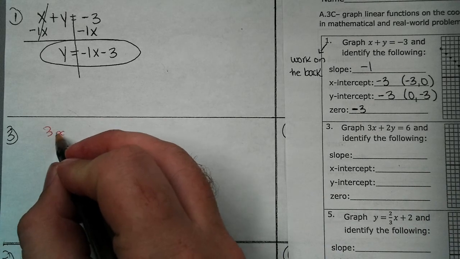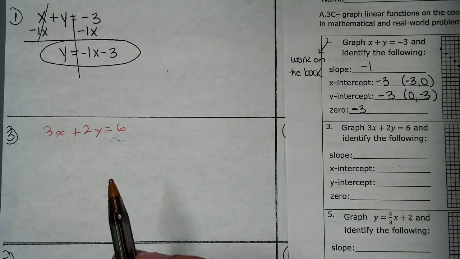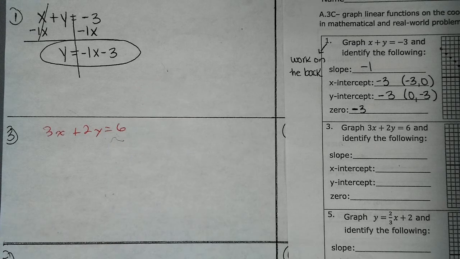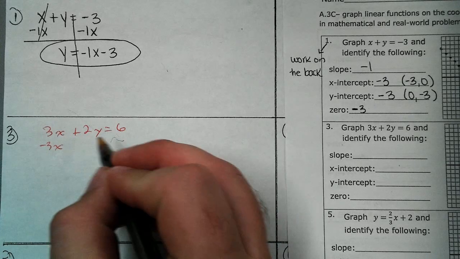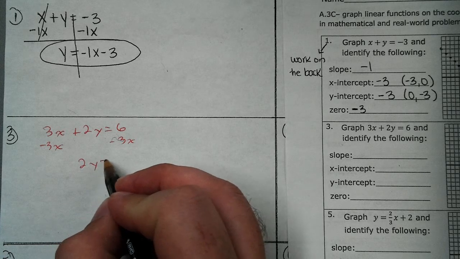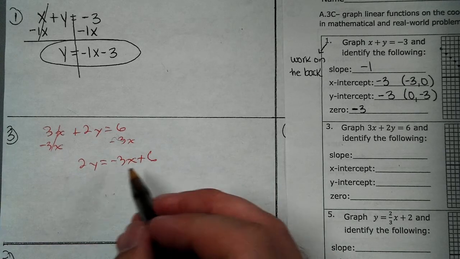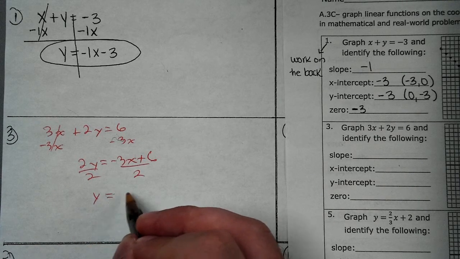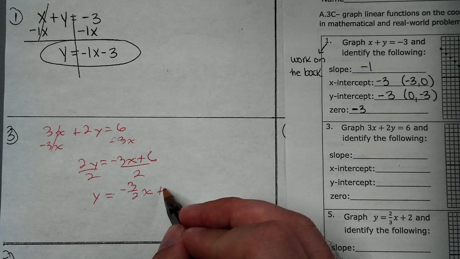So our original equation was 3x plus 2y equals 6. We're going to have to change this to y equals. Remember, there's 2 steps. Step 1, move your x. Step 2, divide by y. So to move this 3x, we subtract, and we get 2y equals negative 3x plus 6. Now we're going to divide by the number with y. We get y equals negative 3 over 2 x, plus 3, since 6 divided by 2 is 3.